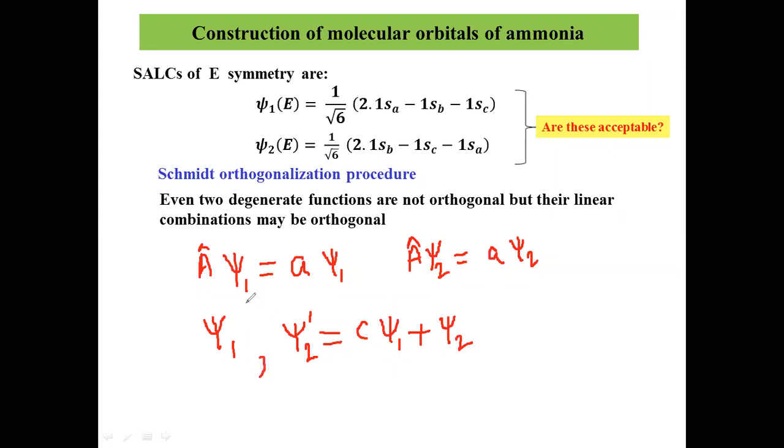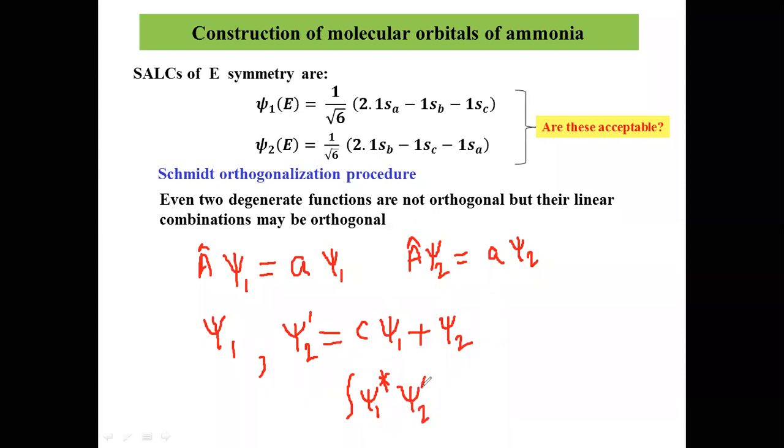So psi1 and psi2 may or may not be orthogonal. Here we realize that these two are not orthogonal, although they are degenerate functions. But if we take their linear combination in a way that they become orthogonal, then what I'm going to say is that this is psi1 star, that is actually the formula, but these are all real functions, so we don't have to worry about this.